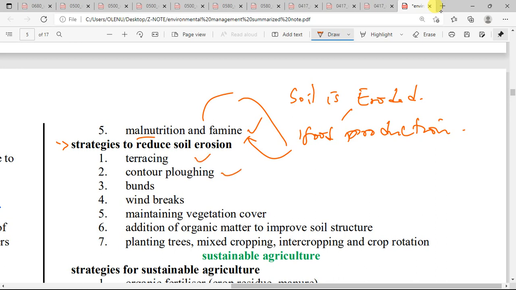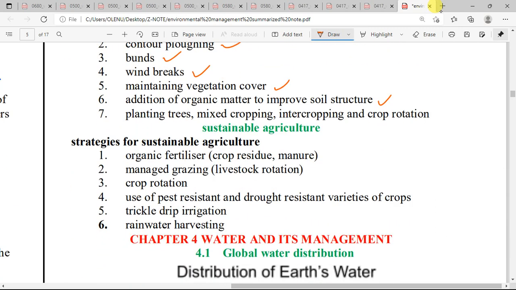Now, strategies to reduce soil erosion are terracing, contour plowing, bunds, wind breaks, maintaining vegetation cover so that the soil will not be exposed, addition of organic matter to improve soil structure, and planting trees. Mixed cropping, intercropping, and also crop rotation help in controlling soil erosion.